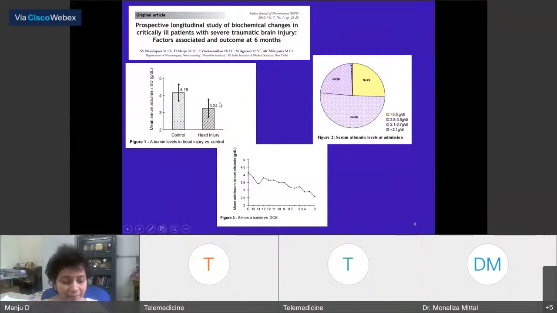You can see that this is the albumin level of the head injury patients within 24 hours. You can see that this is low as compared to the normal. You can see that as the total GCS was coming down, the albumin depletion was high. And this yellow color is the only 25% of the patients who had normal albumin within 24 hours.